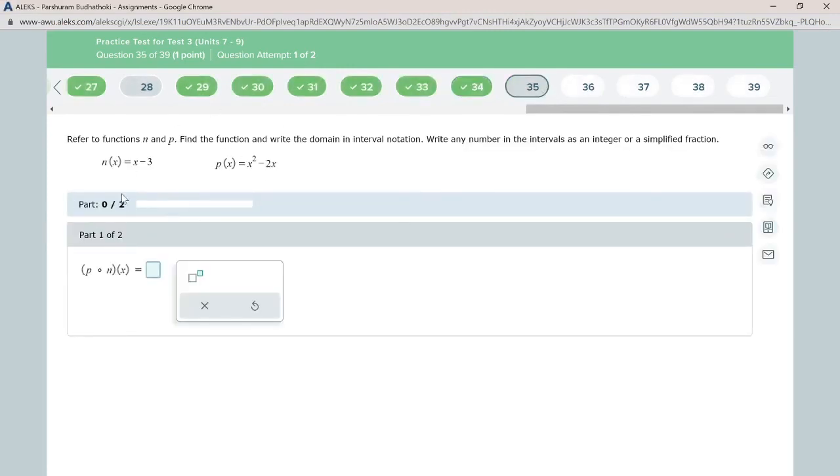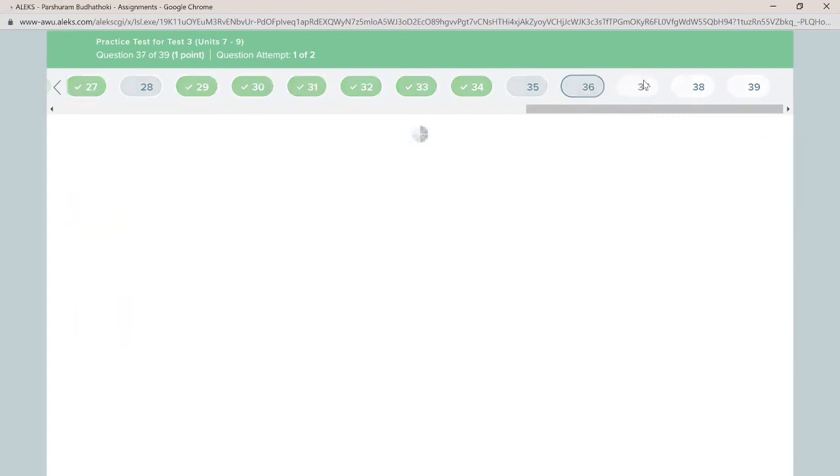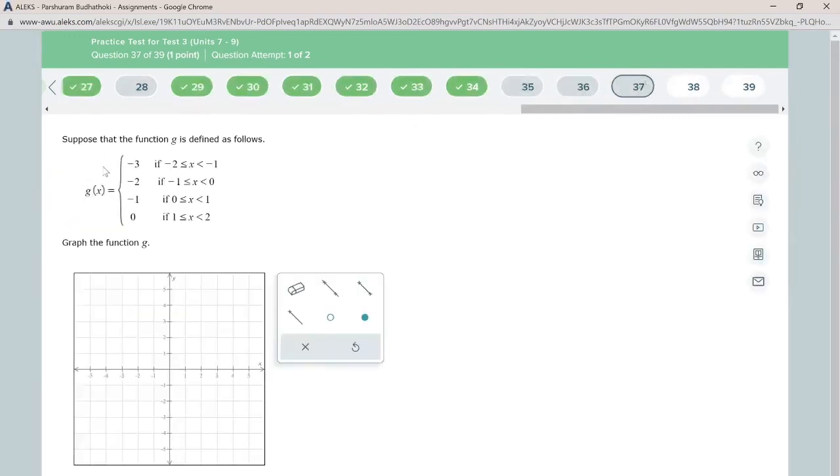I'm going to skip this. It's the very same idea, the composition, like the previous problem, but instead of numbers they are using x. Okay. Here, this is a piecewise function.